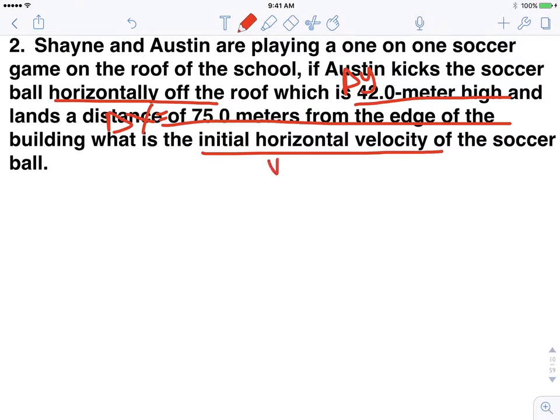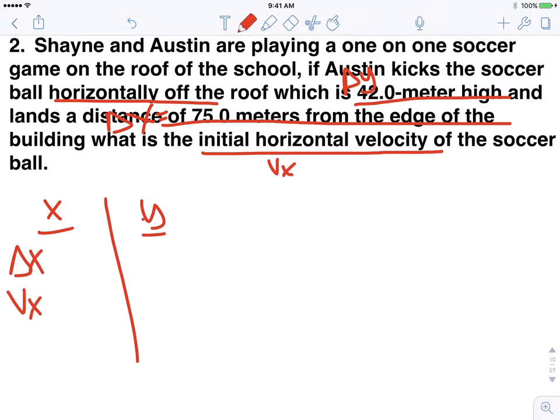Well, this is velocity in the x direction. And remember, the one thing about horizontal velocity is it's constant. So even though it's asking you to solve for initial horizontal velocity, any velocity in the x direction for this problem is going to give you the initial, the final, and anything in between. It's all the same. It's constant. Okay? So starting off, you should have your x and your y side. So we have delta x, we have velocity in the x, and we have t.